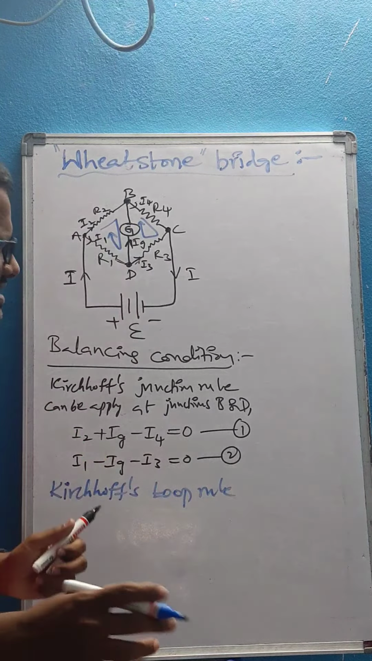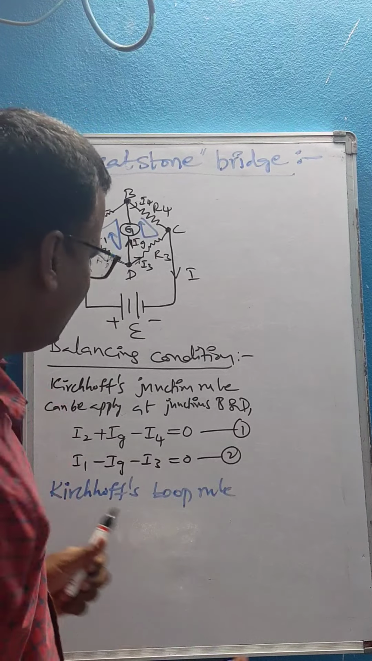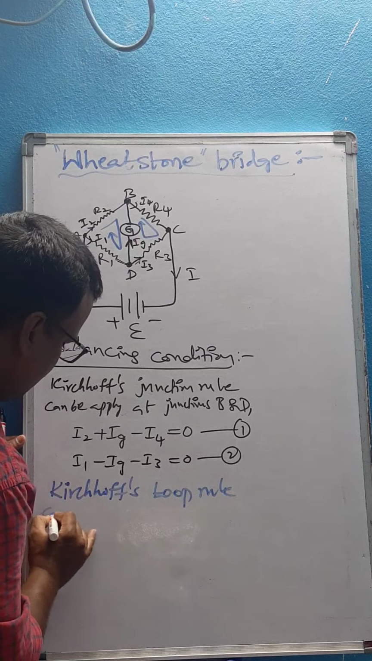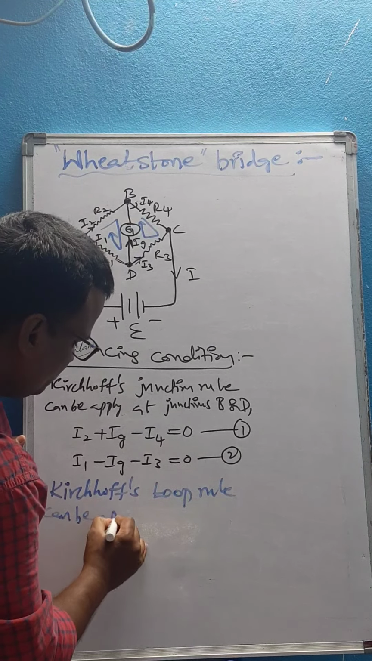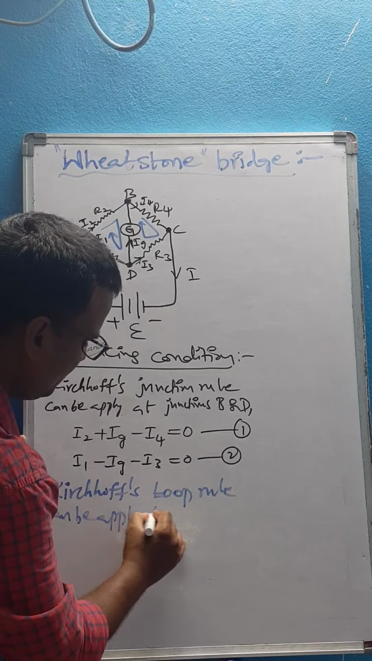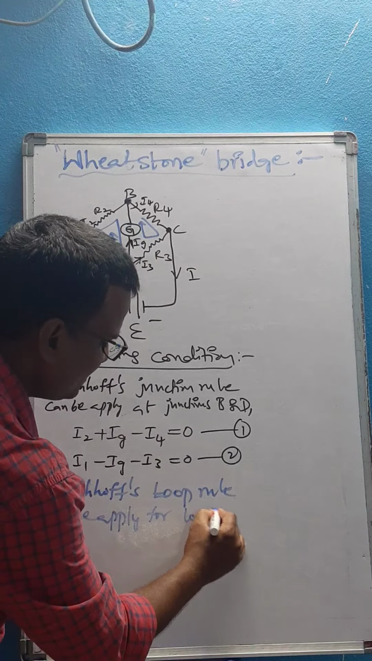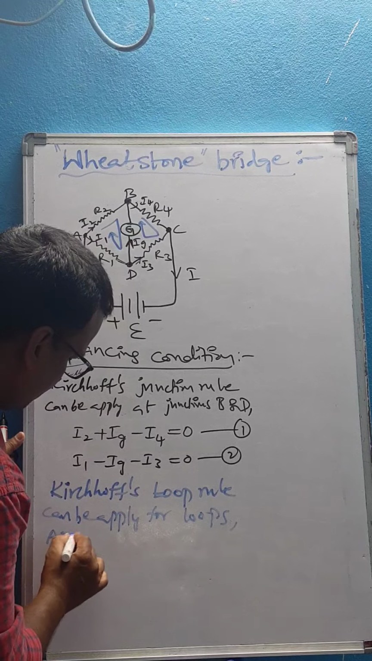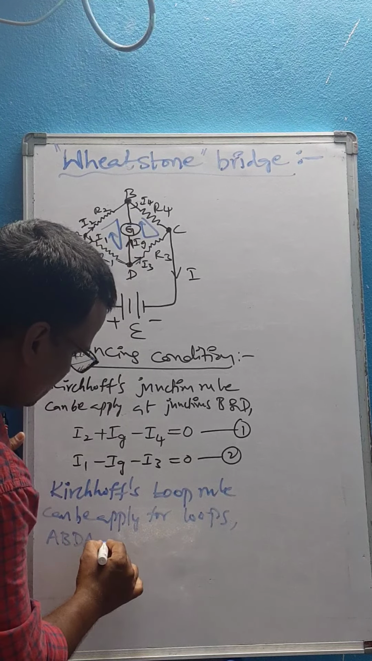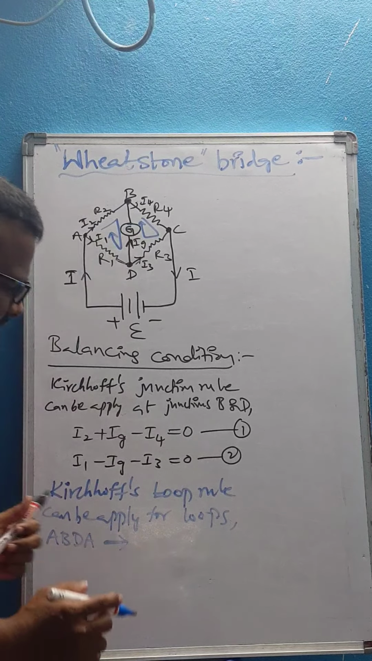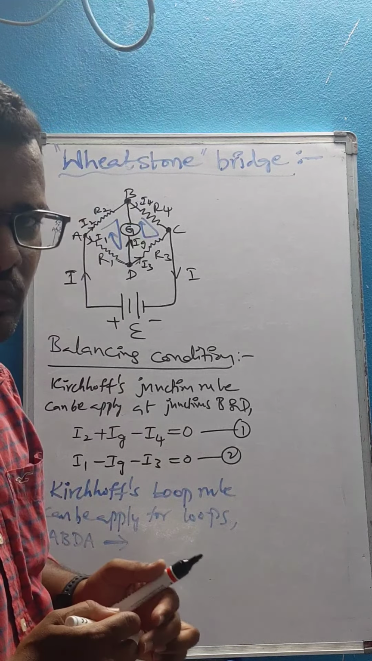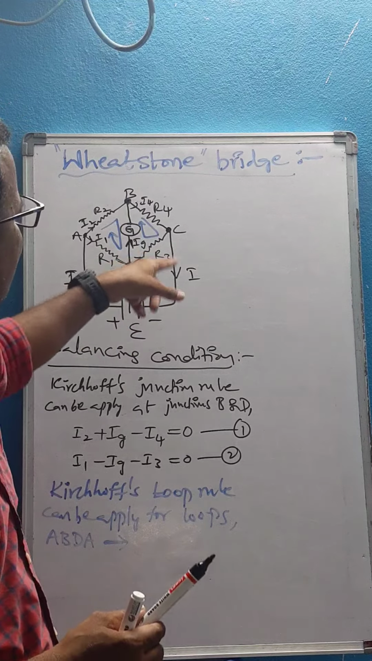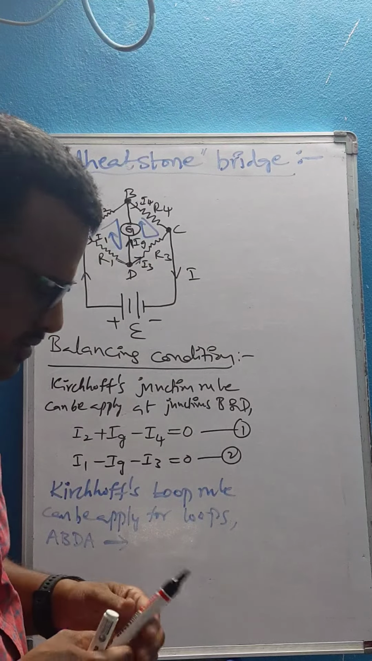Kirchhoff's loop means Kirchhoff's second law is applied. Kirchhoff's loop rule can be applied for loops. We have two closed loops here, ABDA and BCDB, or CDBC, whatever you may take.